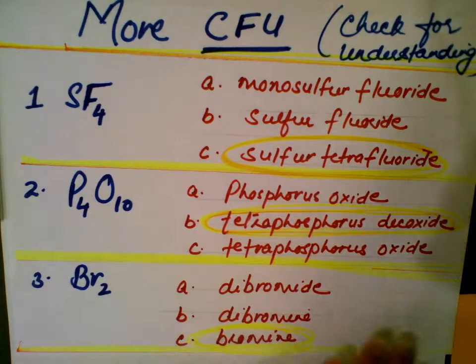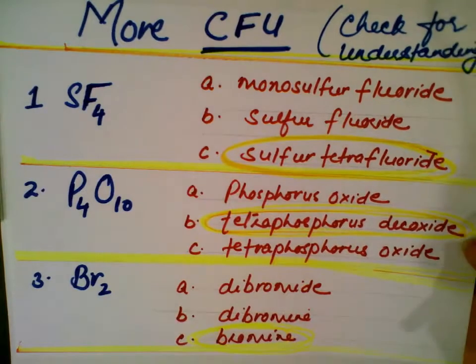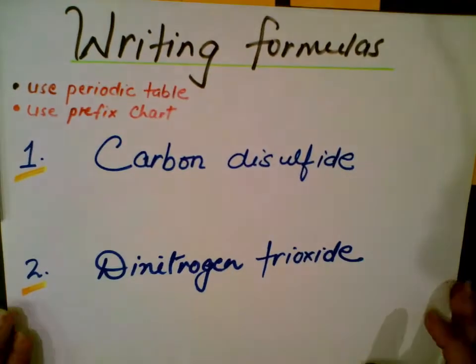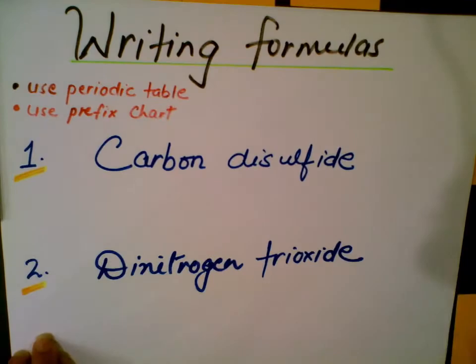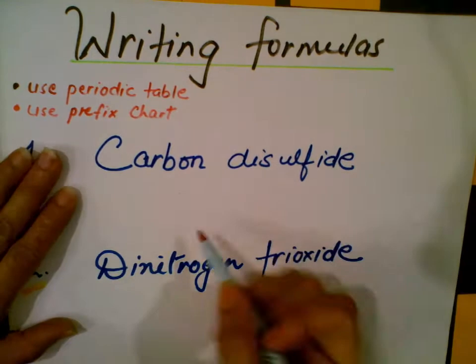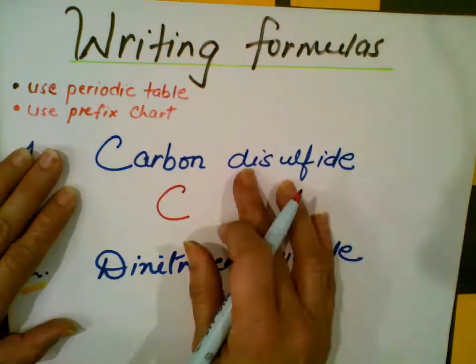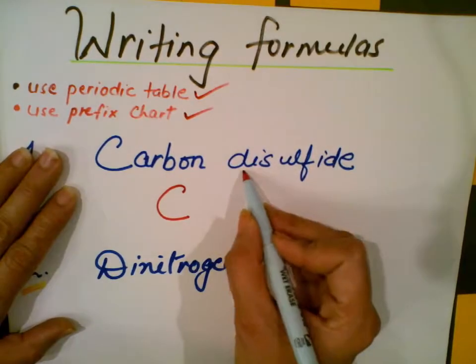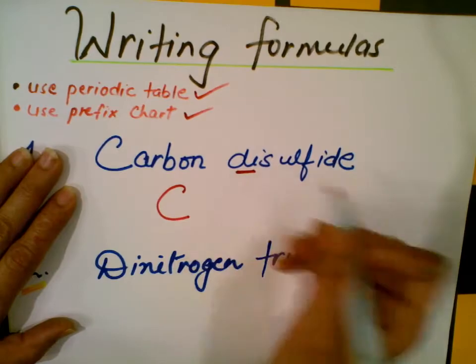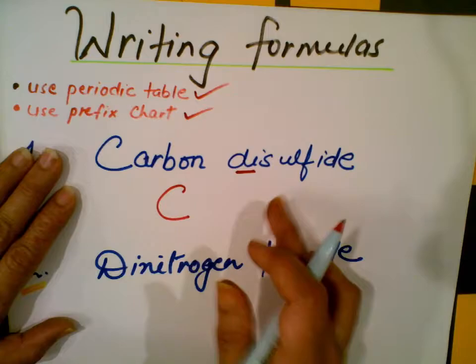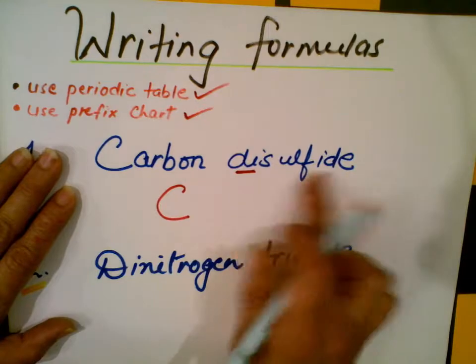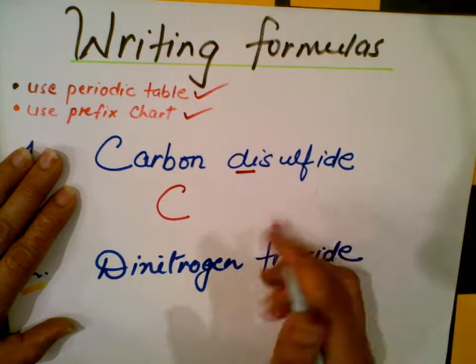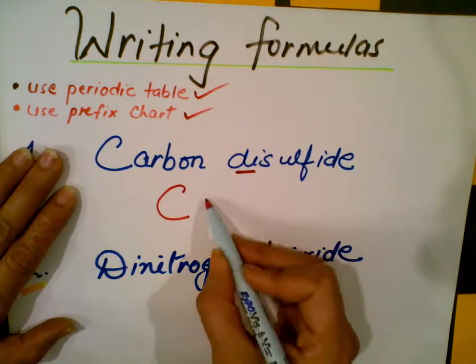All right. Okay, so now let's work on writing formulas. Make sure you have your periodic table and you use your prefix chart. So here carbon, you're going to look at the periodic table. Carbon is C, disulfide. So you need periodic table and you need your prefix chart. What does this di prefix stand for? How many atoms does this di show? Di shows 2 atoms. And 2 atoms of what? 2 atoms of sulfur, because sulfide is the IDE ending for sulfur.